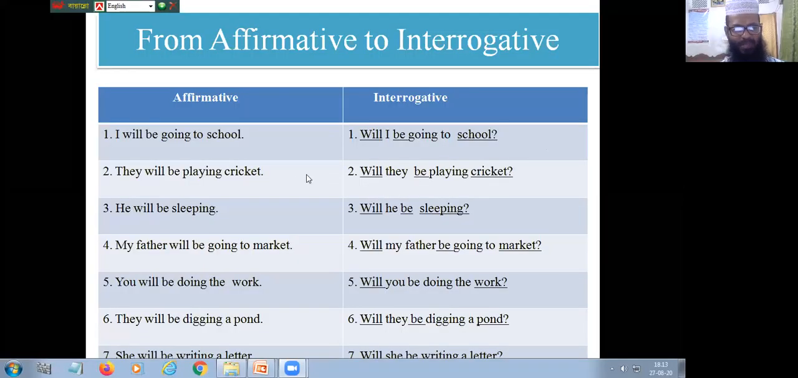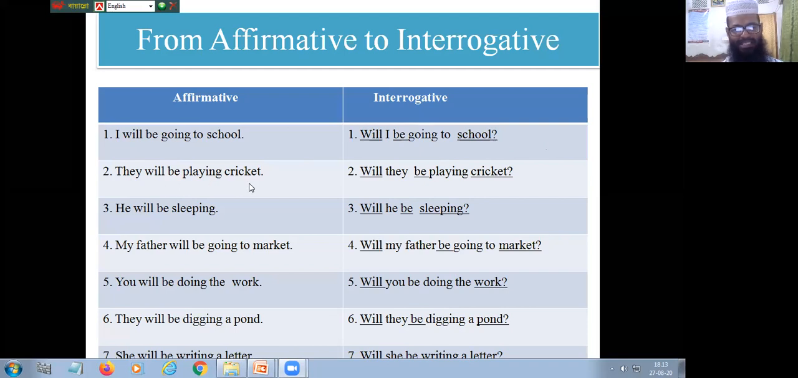He will be playing cricket. Will he be playing cricket? Understand? Whenever it is an interrogative sentence, you have to give an auxiliary verb. Question number one again. I will be going to school. Will I be going to school? At the beginning there is the auxiliary verb, and at the end of an interrogative sentence, there is a question mark.